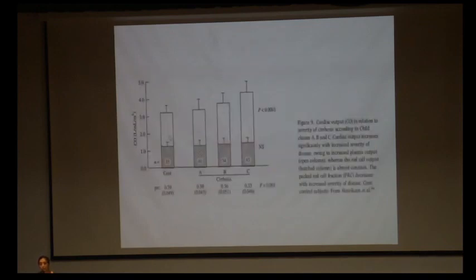So this is a graph showing the increased cardiac output as we go from control, from Child A to B to C. The white bars indicate the plasma output and the shaded bars indicate the red cell output. So in spite of the worsening of the liver failure, it is the plasma output which is contributing to the increased cardiac output and not the RBC.